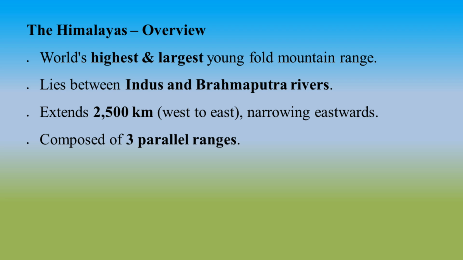The Himalayas. The Himalayas are the largest and highest mountain range in the world, stretching about 2,500 kilometers from west to east. They lie between the Indus River in the west and the Brahmaputra River in the east. As we move eastward, the range becomes narrower. The Himalayas consist of 3 parallel ranges, which we will now discuss individually.